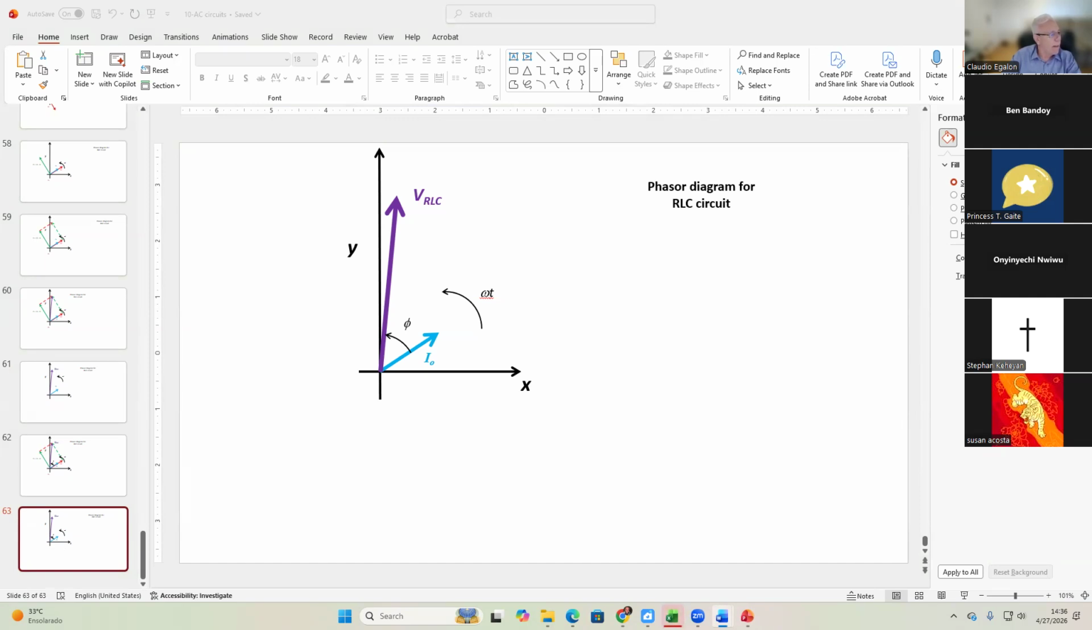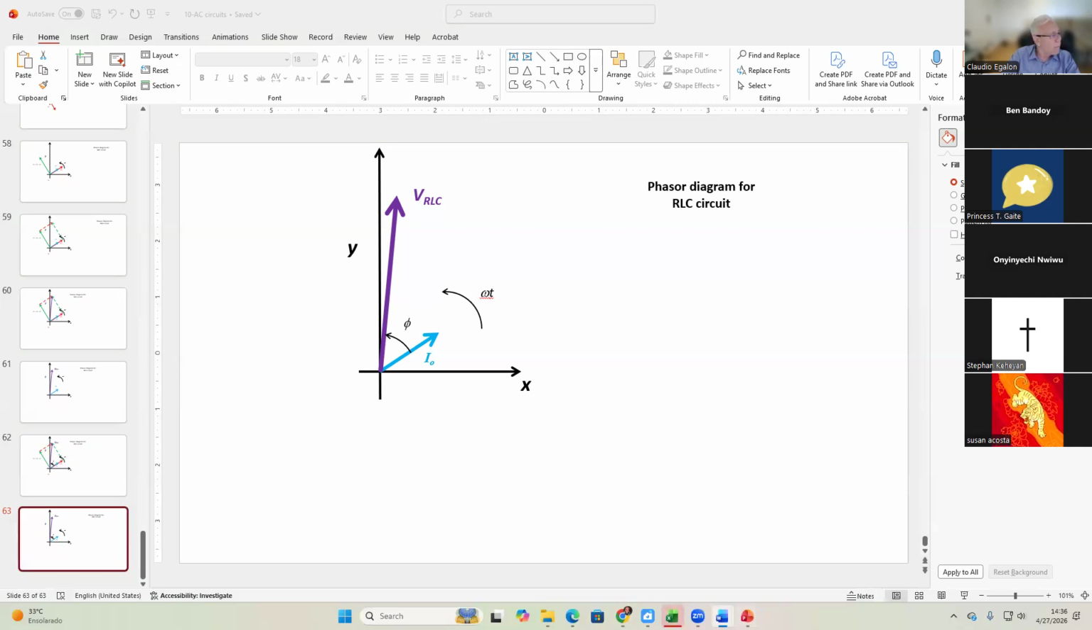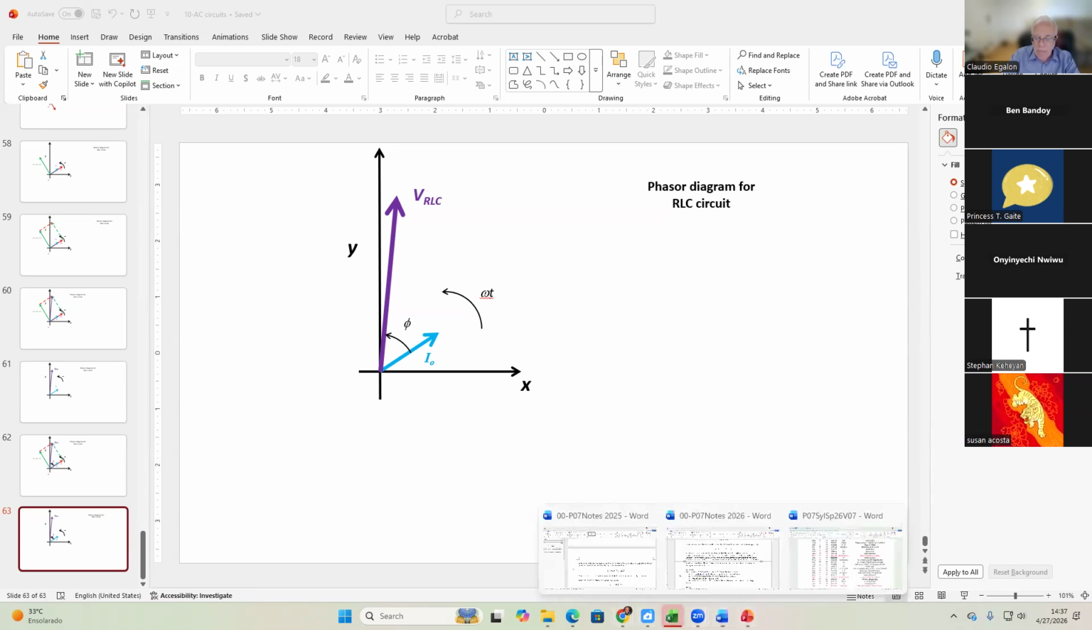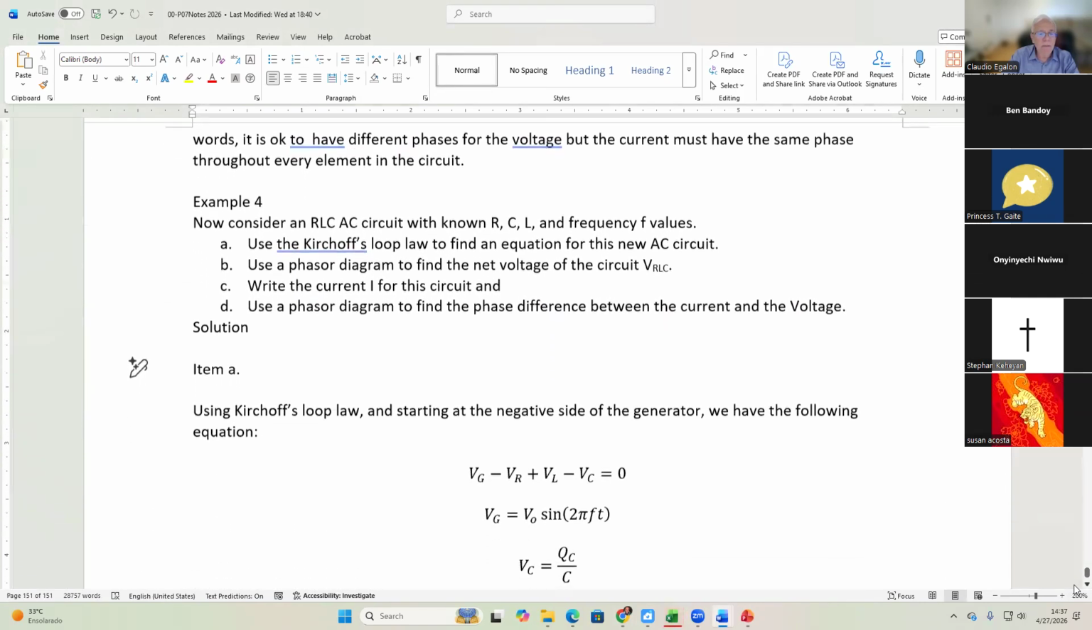And now we can rewrite our equation for the current. Let's write that down. We go. The current passing through all the elements must have the same phase. We cannot have a discontinuity. Use a phasor diagram. I gotta do item B, right? Use a phasor diagram to find the net voltage of the circuit.